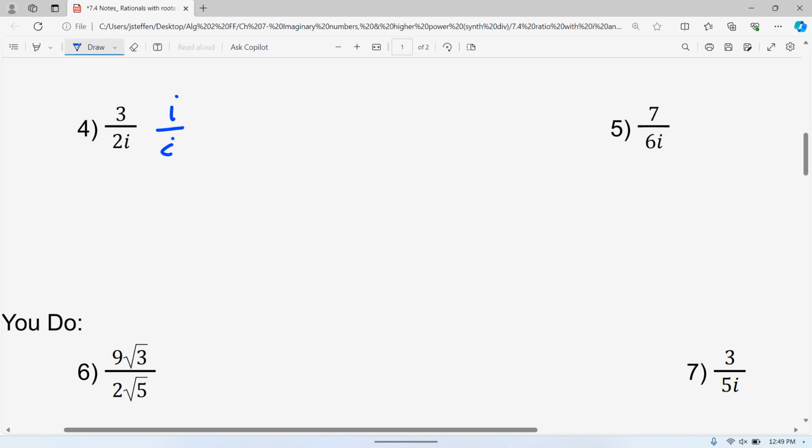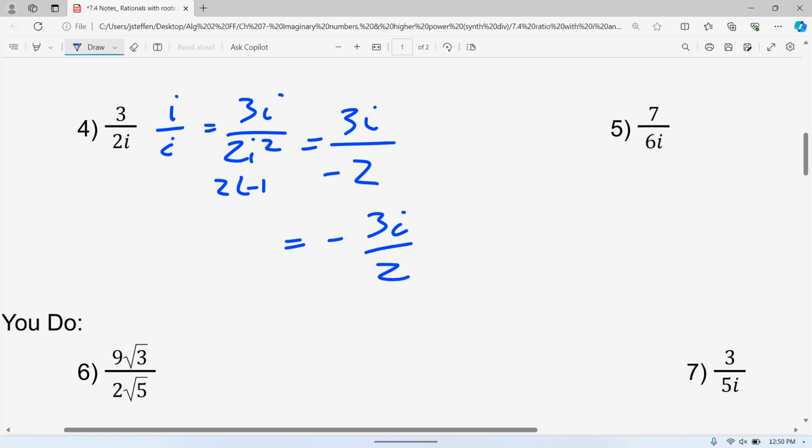So 3 times i is just 3i. 2i times i is 2i squared, which is -2, so it actually ends up being -3i over 2. That is your answer. That's obviously correct, and I don't care if you put that. Sometimes it makes me feel a little uncomfortable to put the negative in the denominator, so a lot of times on multiple choice I'll put the negative out front, so it's -3i over 2. But I couldn't care less where you put that negative.